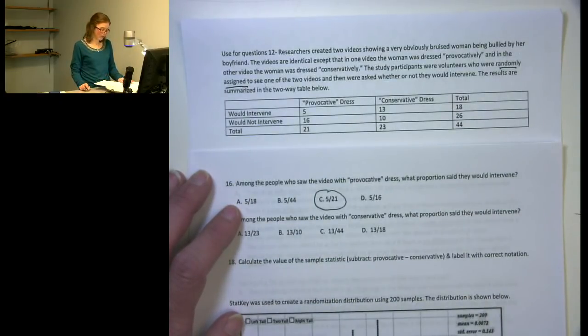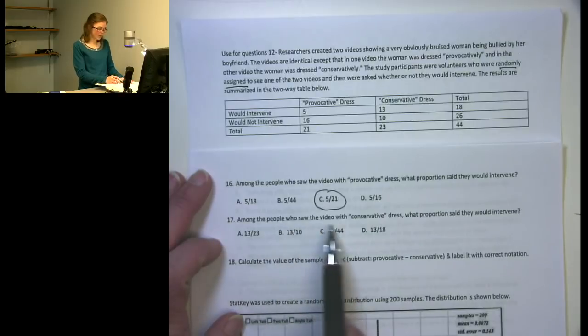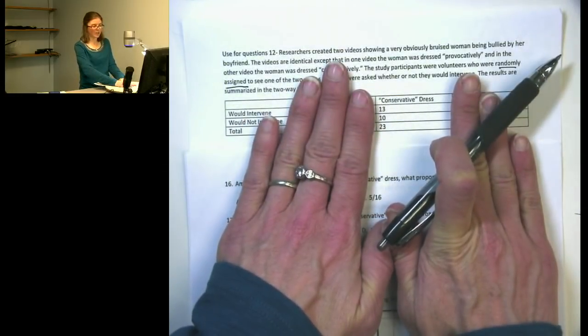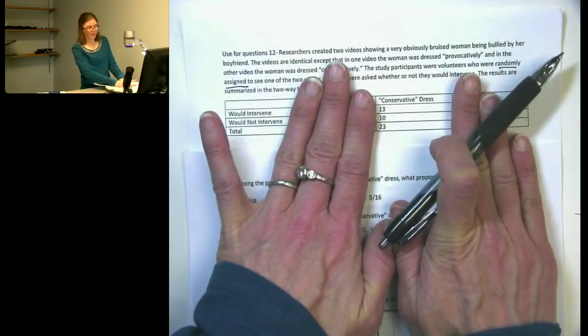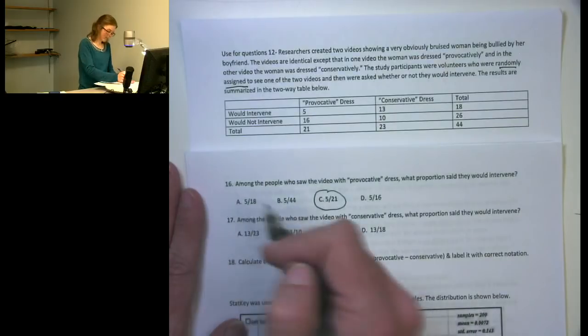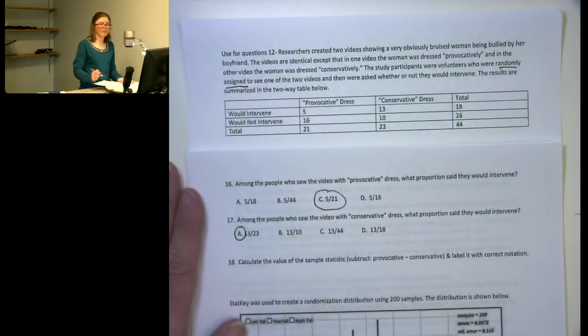dress video group. Among people who saw the video with conservative dress, now I'm only interested in these 23 people. 13 of them said they would intervene. So 13 out of 23 is my correct answer here.